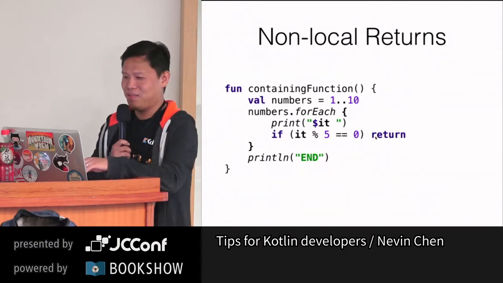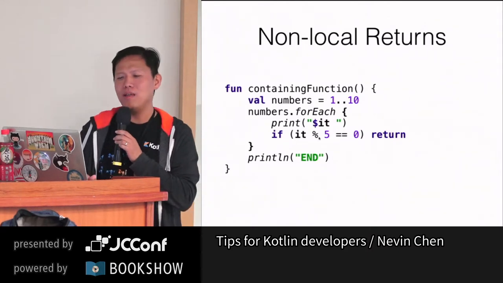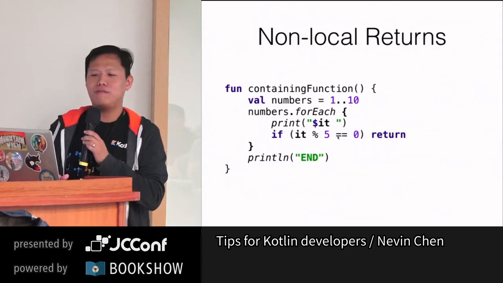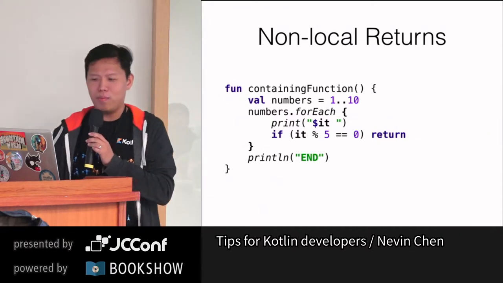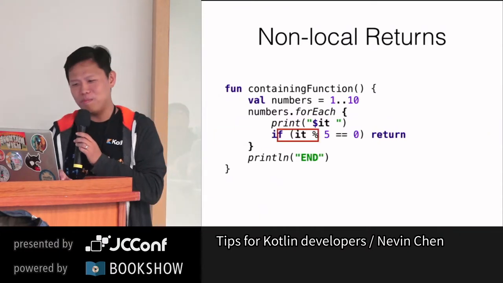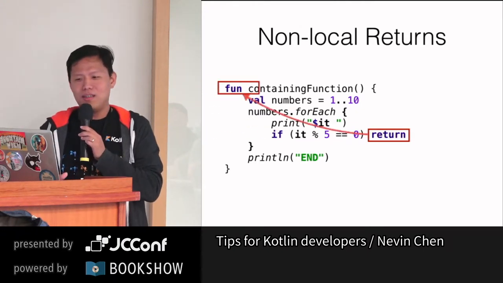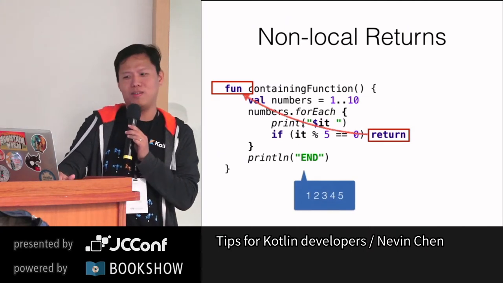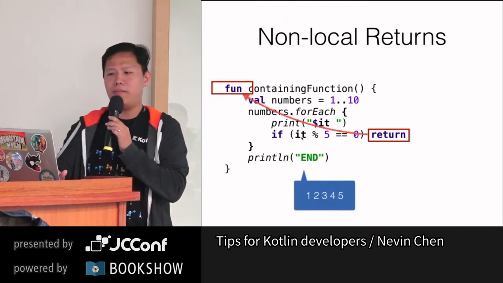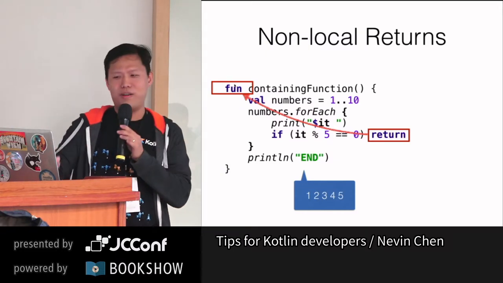Okay, I'll try myself. Firstly, it's 1, 2, 3, 4, 5. So it should print 1, 2, 3, 4, and with 5, it should return. But then that's a problem: where does this return go? Actually, this return will go to the function. So it will just print 1, 2, 3, 4, 5. 5 will be printed because it's before the if statement. The end will not be printed because it returns from the function.